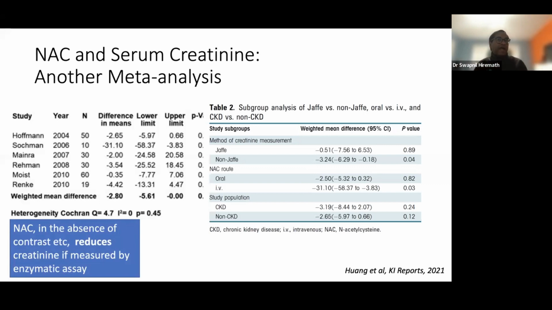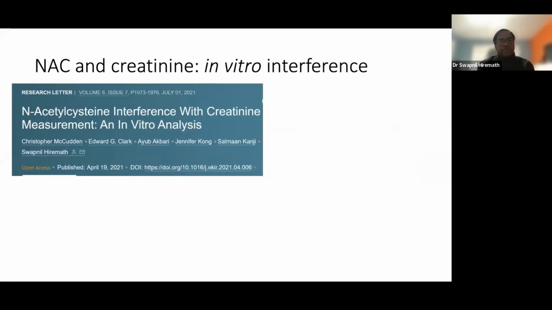So should we give NAC to everyone? Does it protect the kidney? I don't think so. What we did here is that we took blood in a test tube and we added NAC. This was not real patients. This was just blood in a test tube.